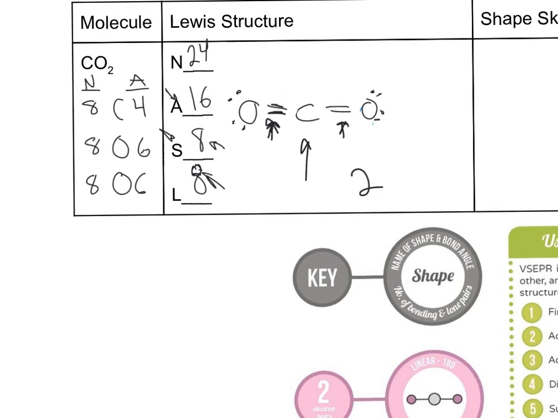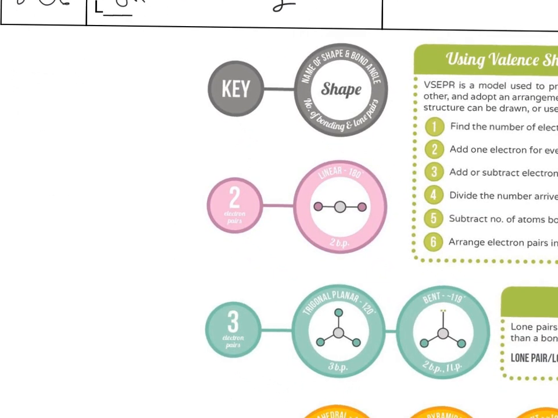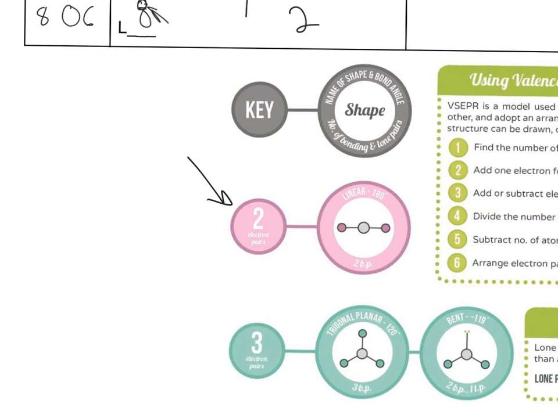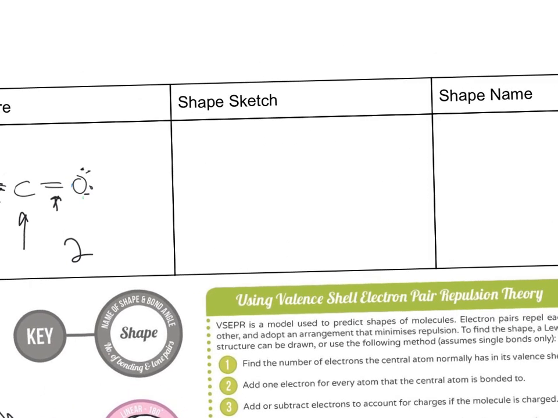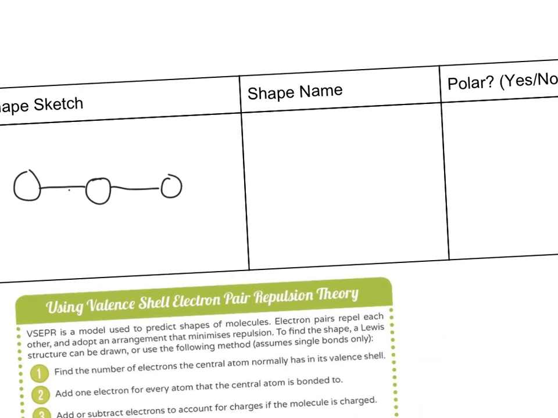So when we go down to the shapes, we're looking at 2 electron pairs. That's the line of shape possibilities that we're looking at. And since there are no lone pairs, only 2 bond pairs, the only shape that we can pick here is linear with a bond angle of 180 degrees. So this is the shape that I'm going to draw when I get up to the next column here. I'm going to draw a circle in the middle with a line and a circle on either side. And we said that that is called linear. That's the name of the shape.